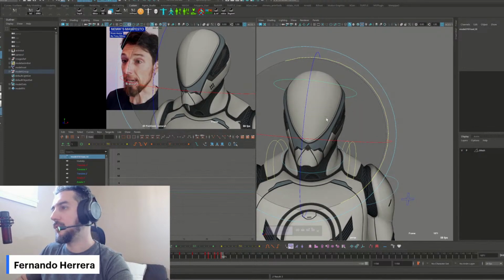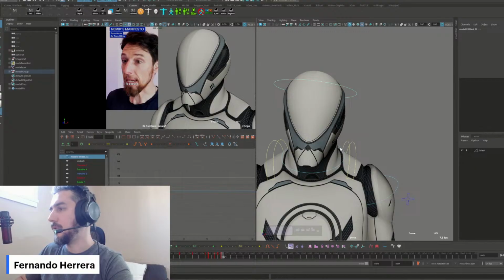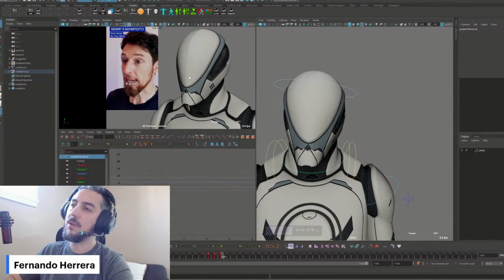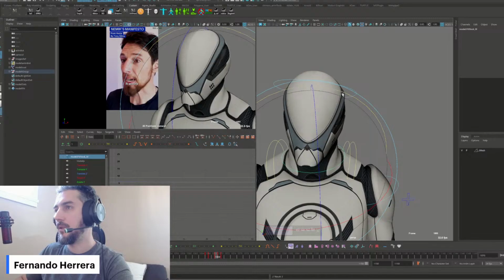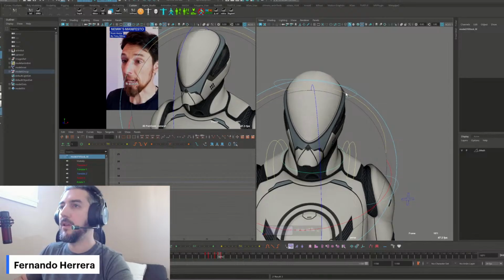Trickiest part, I think, is figuring out when you have to use the neck control and the head control. In this case, I felt like I needed to use the neck because his head is kind of falling to the side a bit. So you see, if I don't have the neck, it feels like my head rotation is going to be a bit isolated. But if I use it, it feels like it's more like curving the neck as well.